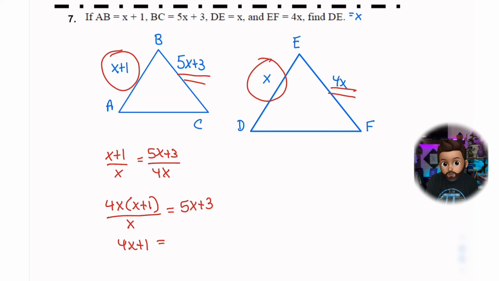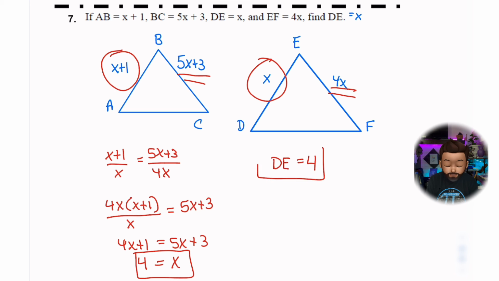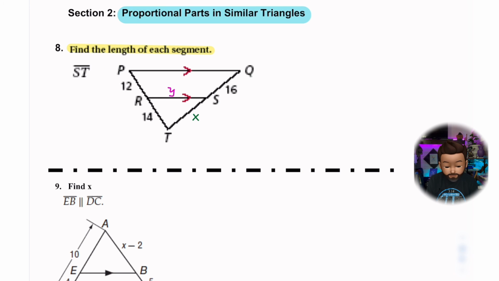Now, if we're trying to find x in this problem, which is DE, cross-multiplying, we have to be careful. A little distributive property. Collect like terms. Solving for x, we get 4. And therefore DE is equal to 4.